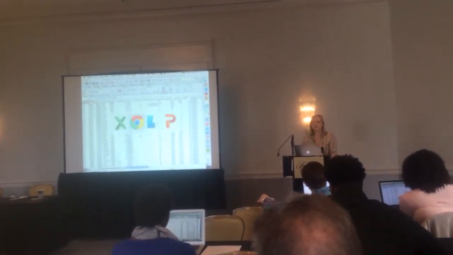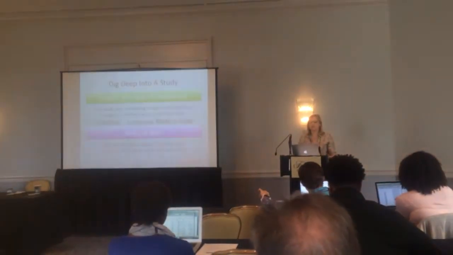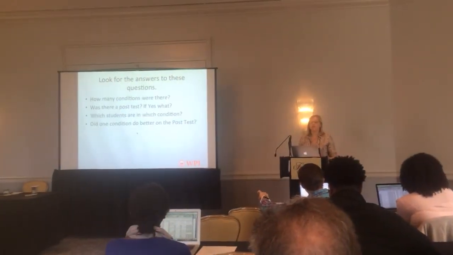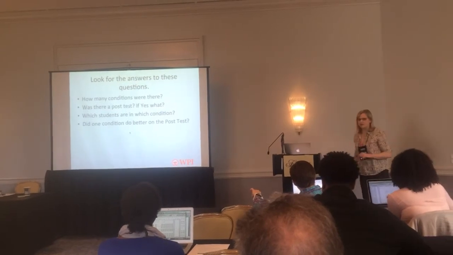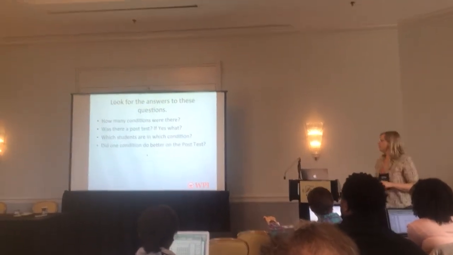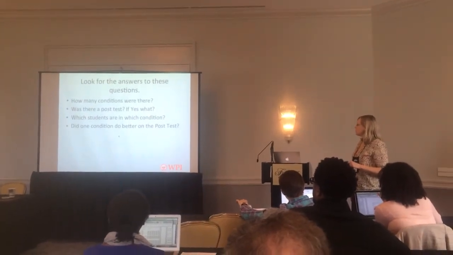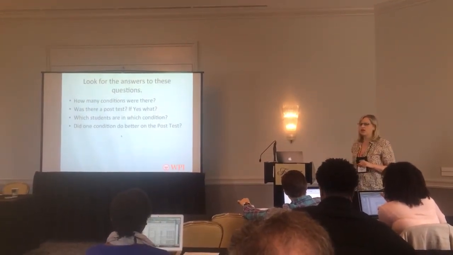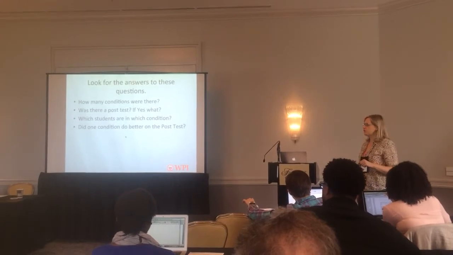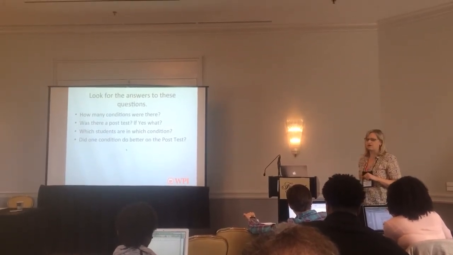Now that you see what the problem set is, I'm going to have you take a look at the data and look for these things. Well, we saw that in the study. We already know number one. How many conditions were there? Was there a post-test? Which students are in which condition? So look at your data. Can you see which students are in which condition? Can you figure that out by looking at that big massive thing?